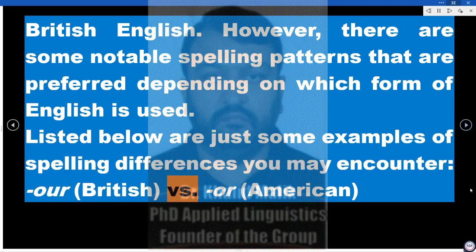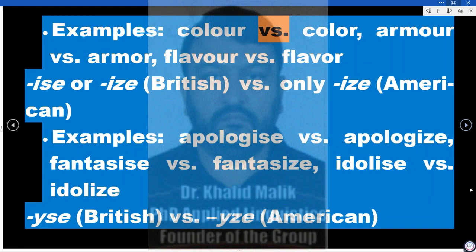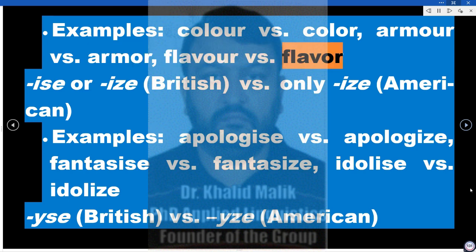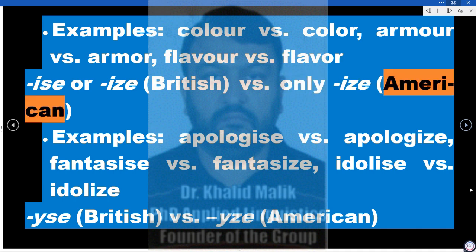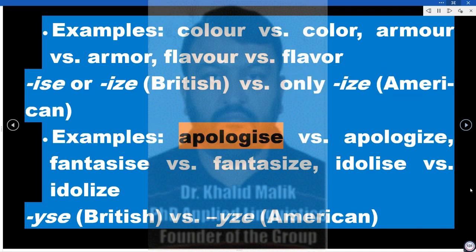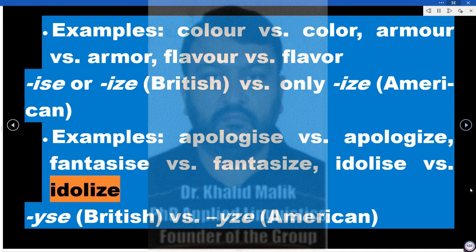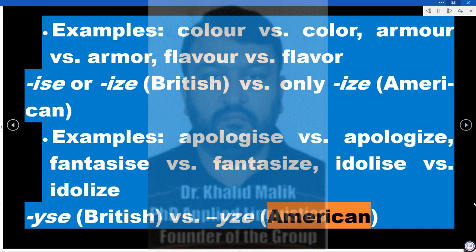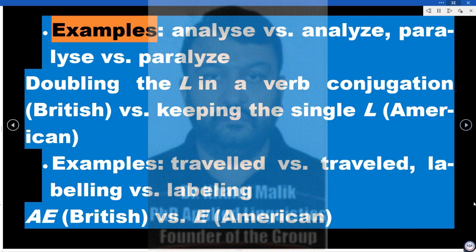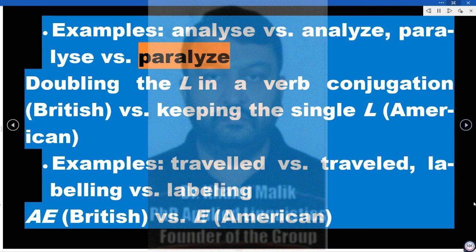Our, British, versus or, American. Examples: colour versus color, armour versus armor, flavour versus flavor. Ise or ize, British, versus only ize, American. Examples: apologise versus apologize, fantasise versus fantasize, idolise versus idolize. Yse, British, versus yze, American. Examples: analyse versus analyze, paralyse versus paralyze.